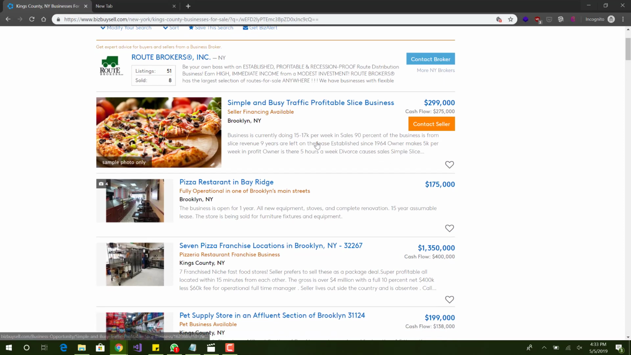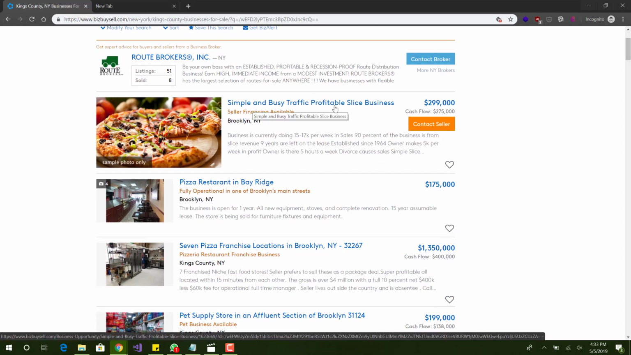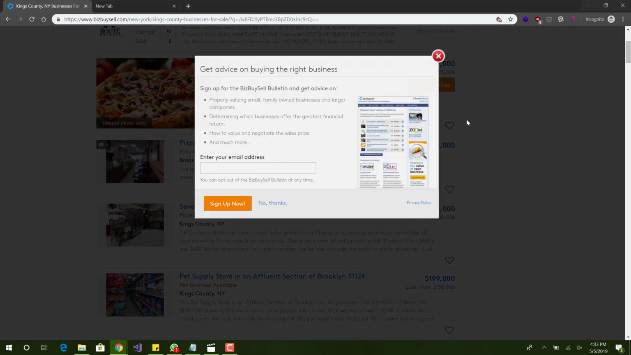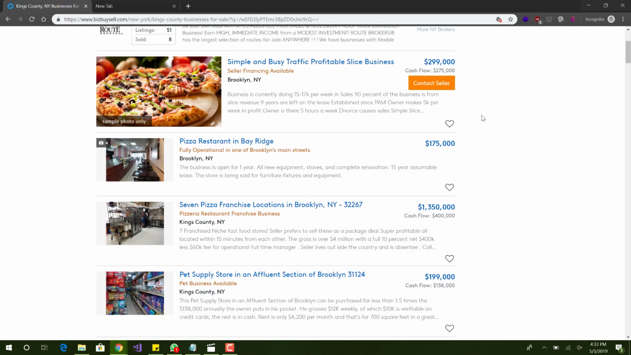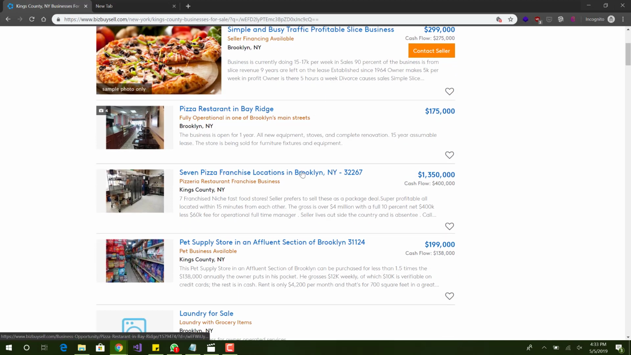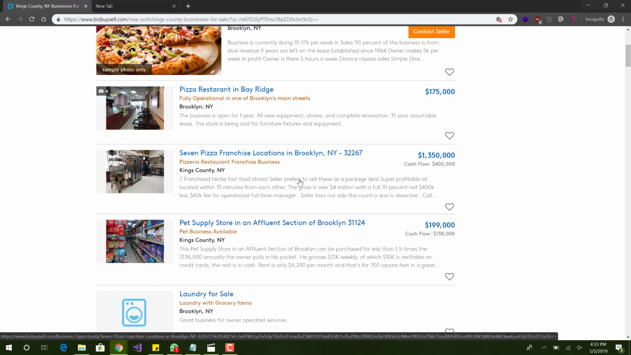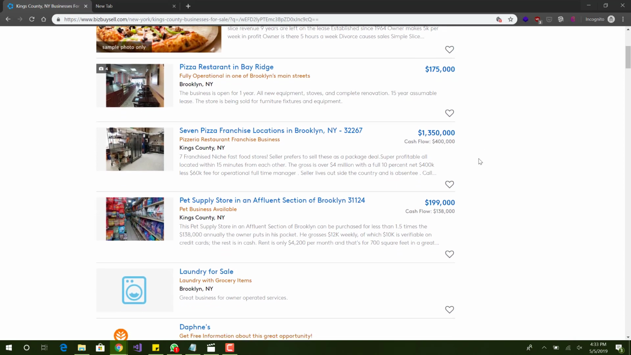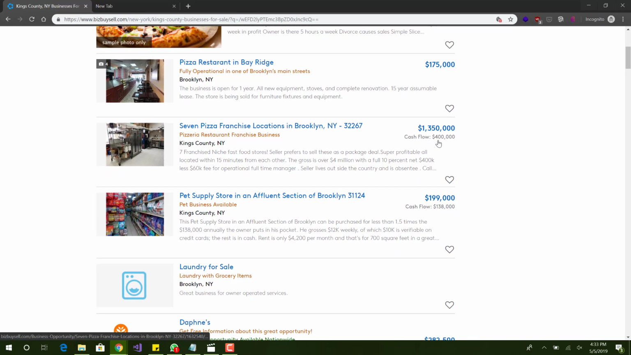So you can see over here the first one is a simple and busy, traffic-profitable slice business. So basically a pizza company, and they are selling it for $300,000. The cash flow is $275,000. Let me close this. From the beginning, the top three are pizza stores or pizza restaurants. The third one's pretty expensive, $1.3 million. Their cash flow is $400,000.